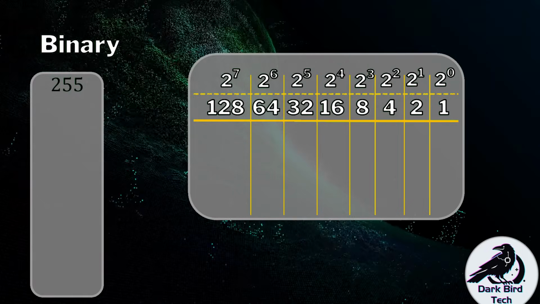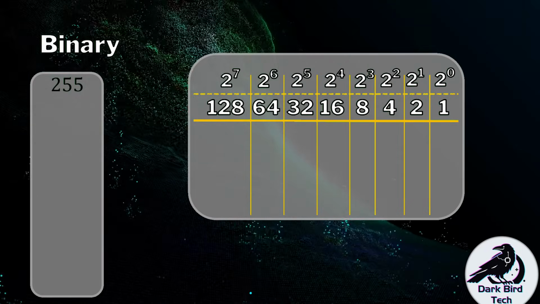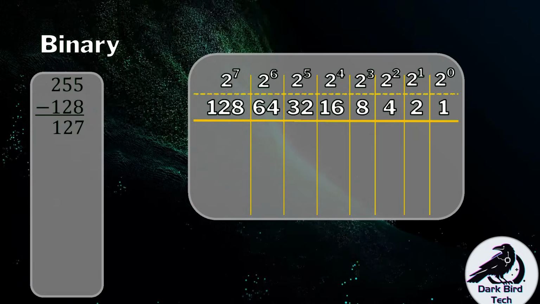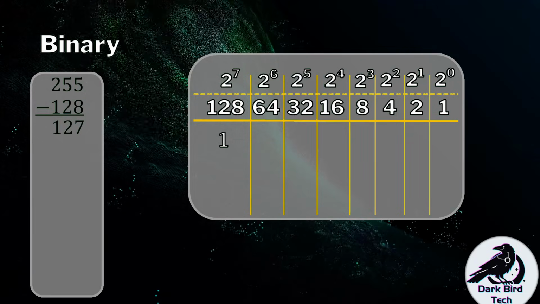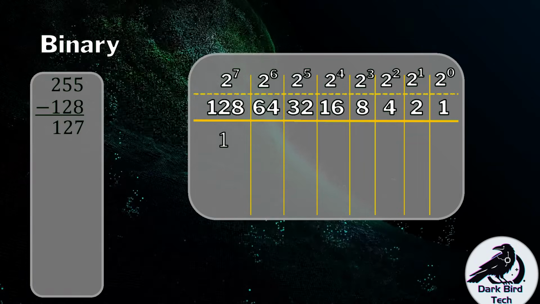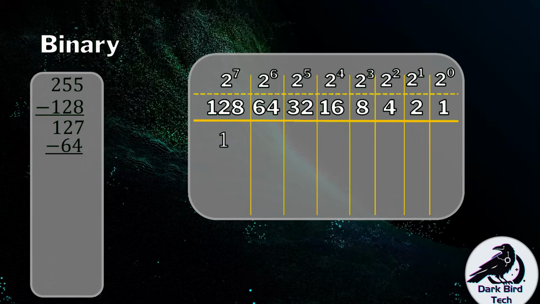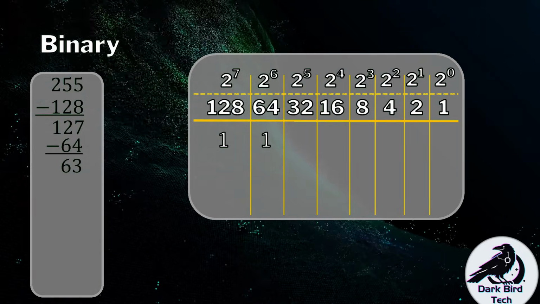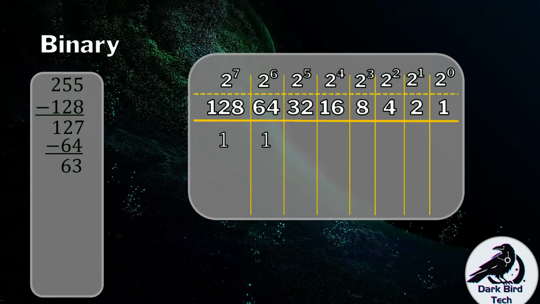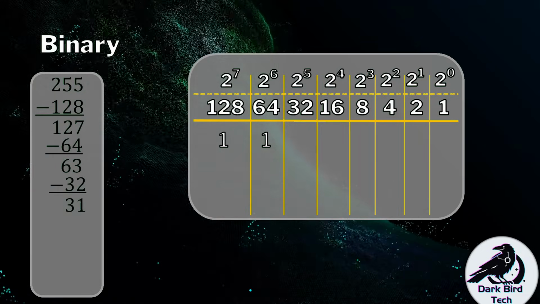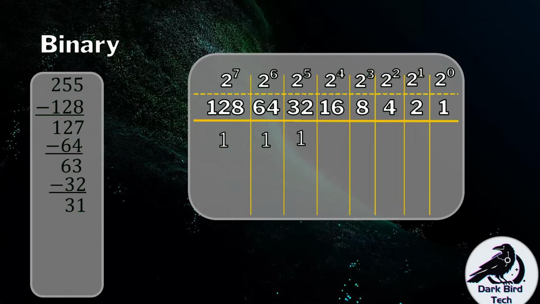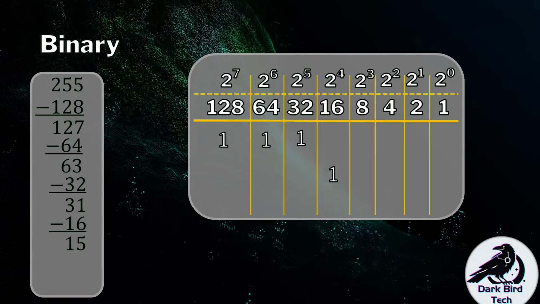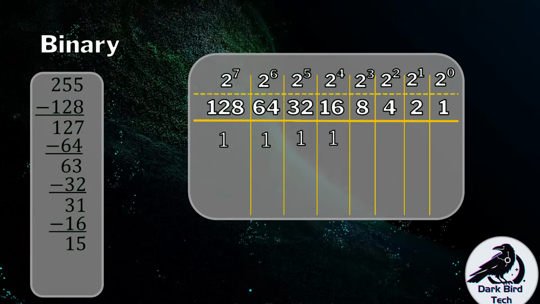So 255. This is going to be a lot of subtraction. 255 minus 128, that should give me 127. So I'm going to put a 1 under the column because I want to use it. Now, 127 minus 64, that works. It gives me 63. So I'll put a 1 under the 64 column. 63 is now left. 63 minus 32, that gives me 31. So I'll put a 1 under the 32 column. 31 minus 16, that gives me 15. So I'll put a 1 under the 16 column, so I'm using it.